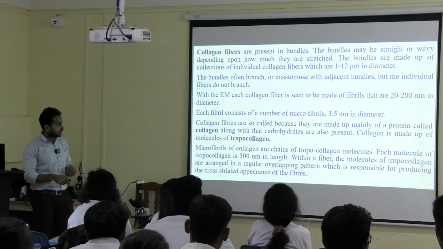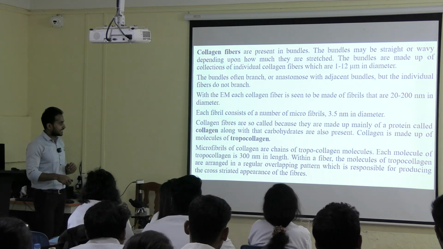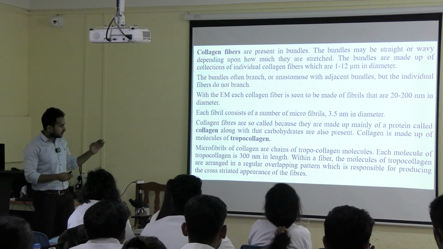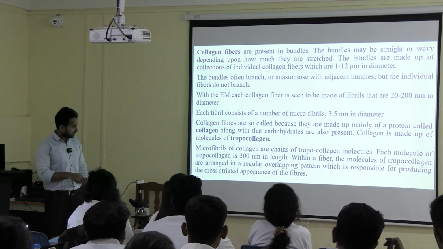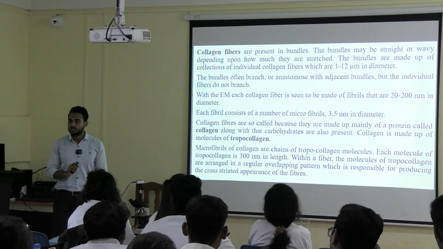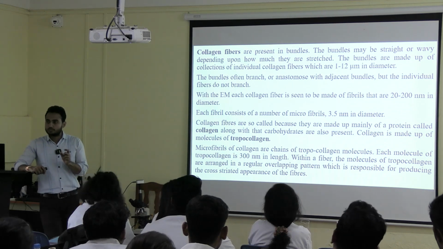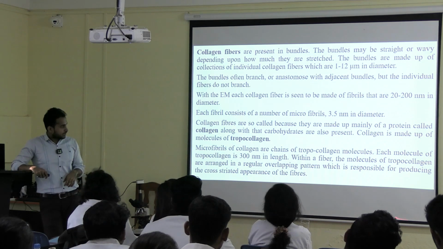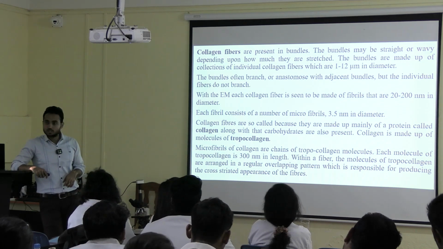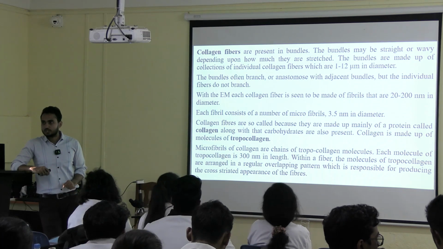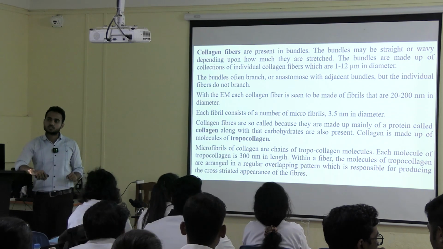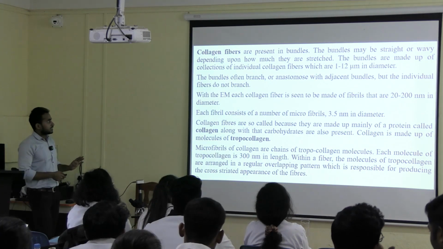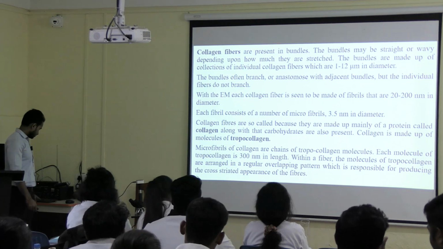These molecules of tropocollagen are arranged in a regular overlapping pattern, one over another, responsible for producing a striated appearance on the fibers. That means if you see the electron microscope structure of collagen fibers, due to this particular arrangement of the tropocollagen molecule, it is striated. The fibers are striated in nature. Cross striations are present. So this is all about the collagen fibers.